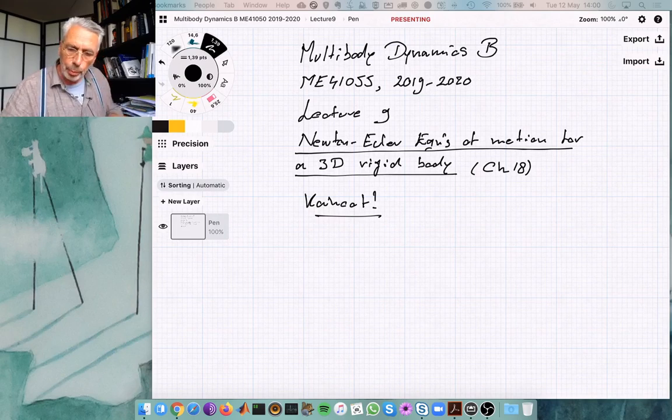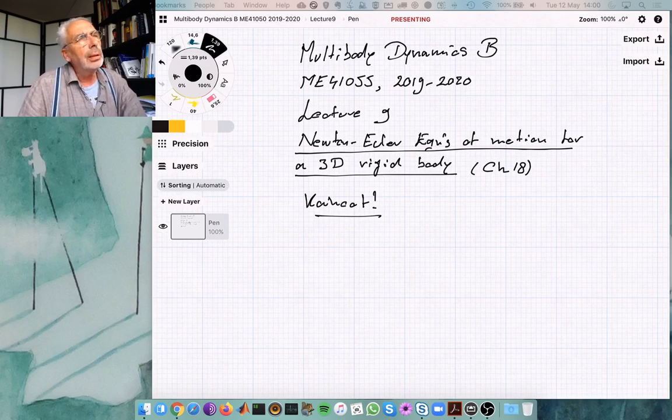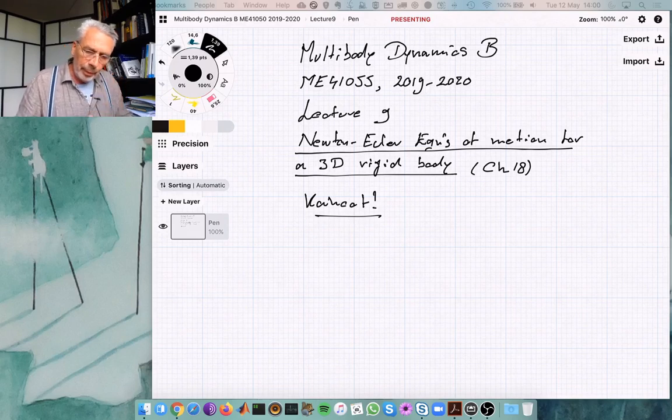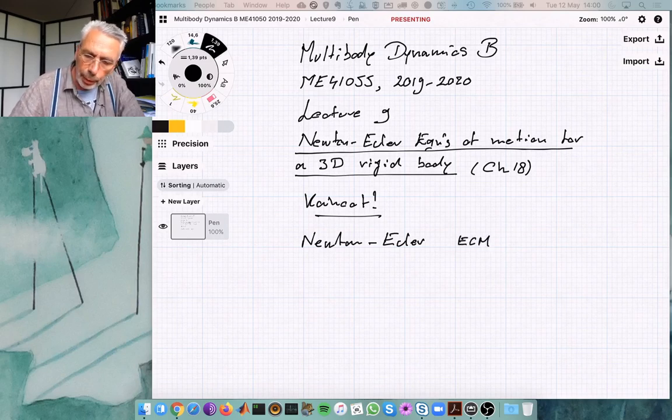Now we move on to the topic of today: Newton-Euler equations of motion for a 3D rigid body. In the book it's chapter 18, and I think the title there is a bit different, like going from 2D to 3D or something like that. So, Newton-Euler equations. Newton, we already saw, and Euler equations of motion we already saw a little bit, but now we want to go from a 2-dimensional body to a 3-dimensional body.